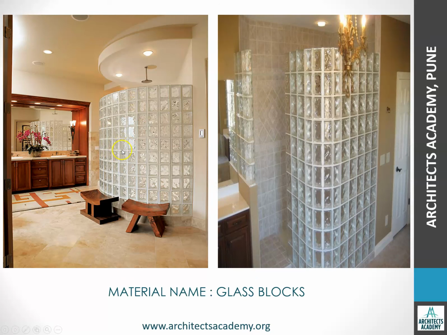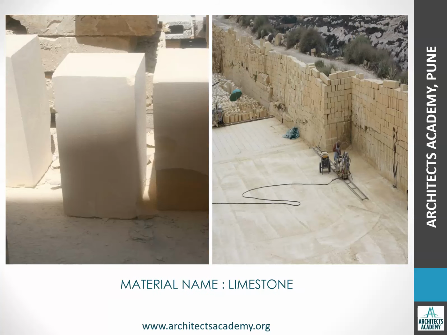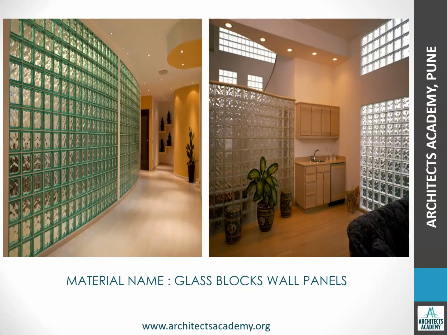Yes, now this is another material which is called glass blocks. This is used when you want a translucent surface. Translucent means when you want light to pass but you don't want vision to pass. That is called a translucent surface. Limestone. Limestone can be used as a building stone. So as you see other stones, limestone also can be used. Next. So these are applications of glass blocks again.